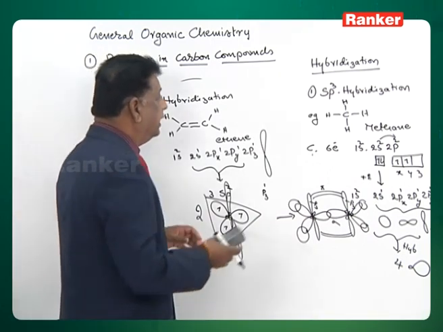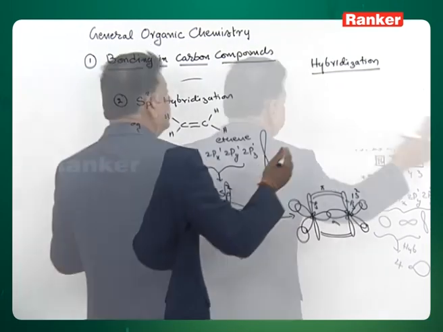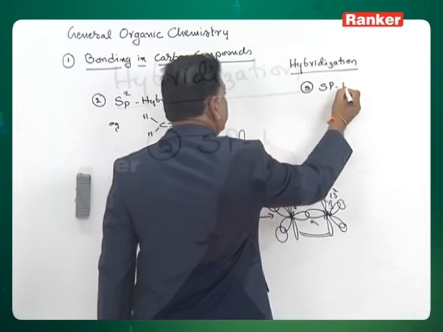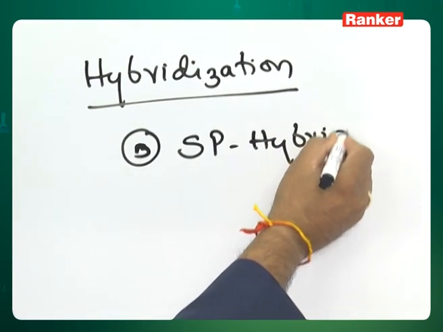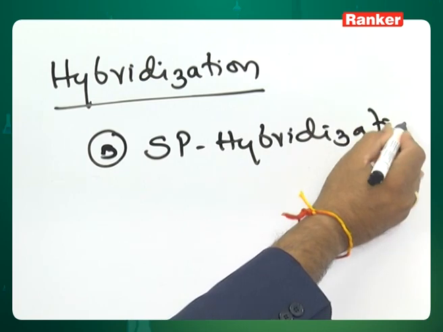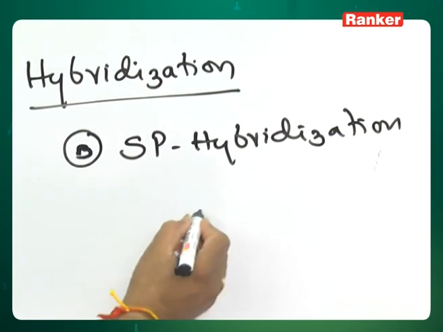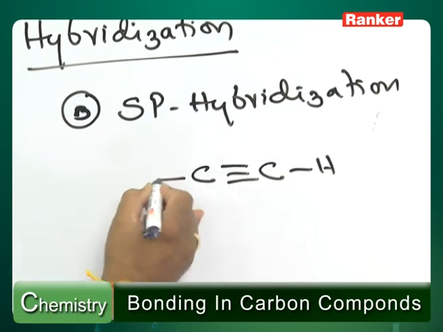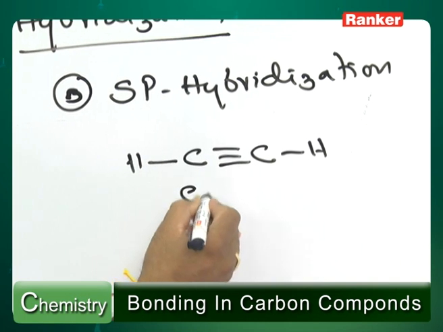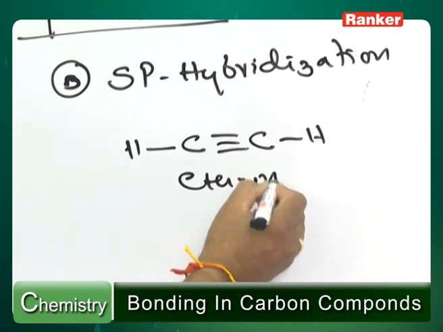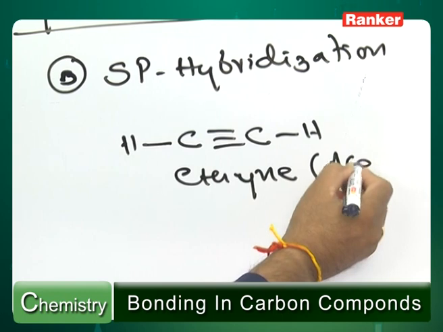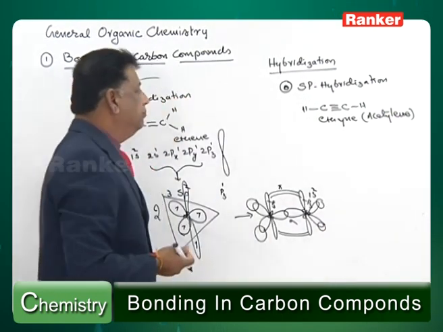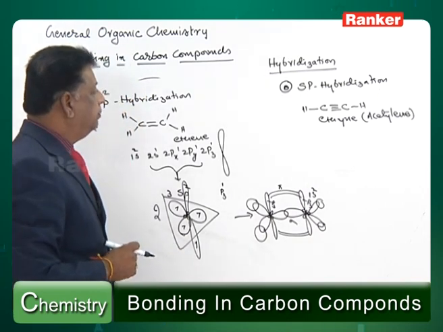Now let us go to the third type of hybridization, that is sp hybridization. This we find as an example: a triple bond between the carbons, with 1 hydrogen on that side and 1 hydrogen on this side. Systematically it is called ethine, or commonly known as acetylene. Acetylene is the common name, ethine is the systematic or IUPAC name.